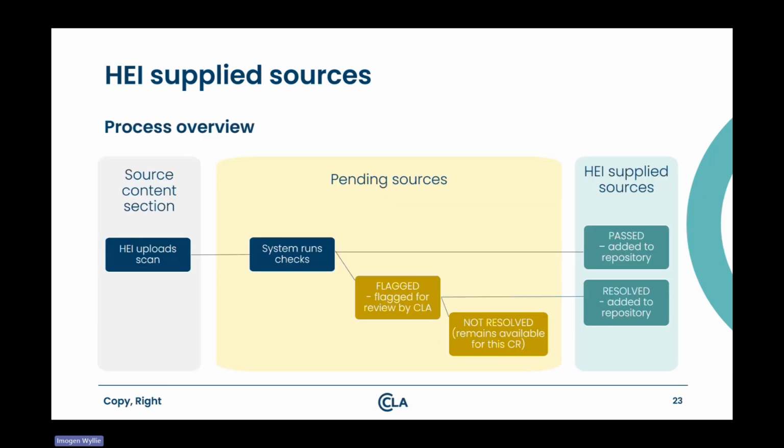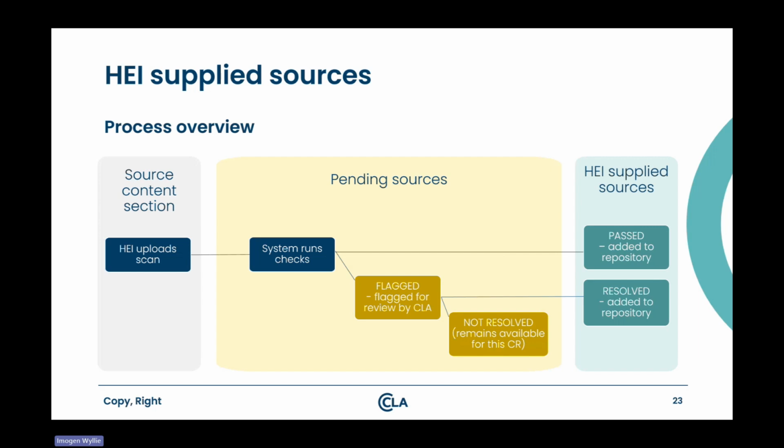So at the back end, I just wanted to talk through what happens. So you upload a scan, it's sitting in that overall source content section. First of all, it's going to sit in pending sources while the system runs its checks at the back end. It checks for various things. I'm going to talk through what in a moment. But if it passes those, then that's absolutely fine. It will move on almost immediately to the HEI supplied sources.